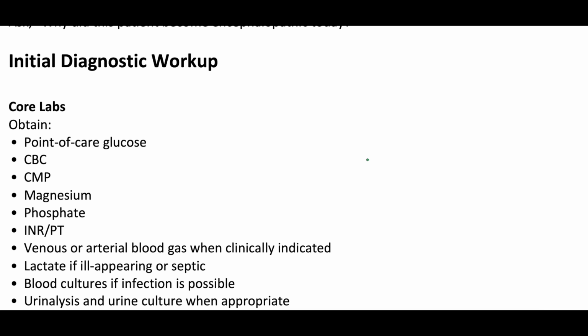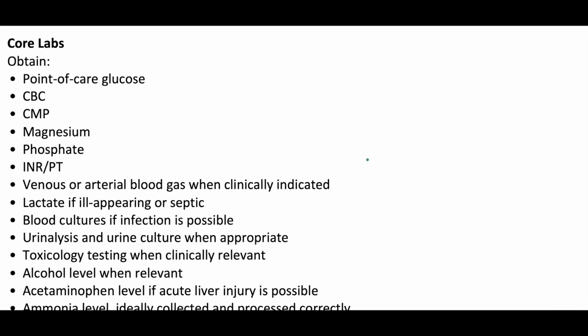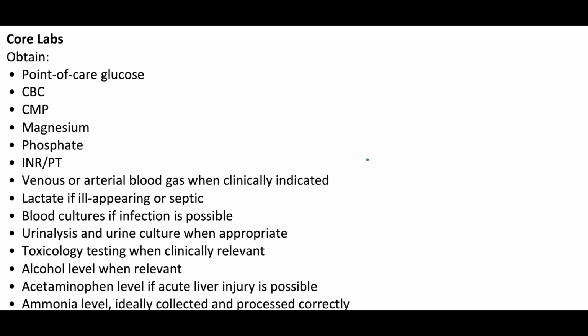All right, so initial diagnostic workup we kind of touched on. These are pretty big workups, right, because of all those precipitating factors. Some of it's straightforward. You want a glucose, you want a complete blood count, a complete metabolic panel, mag, phos, coags. If indicated, right, low threshold to get a blood gas. Make sure they're not hypoxemic, acidemic, hypercapnic.